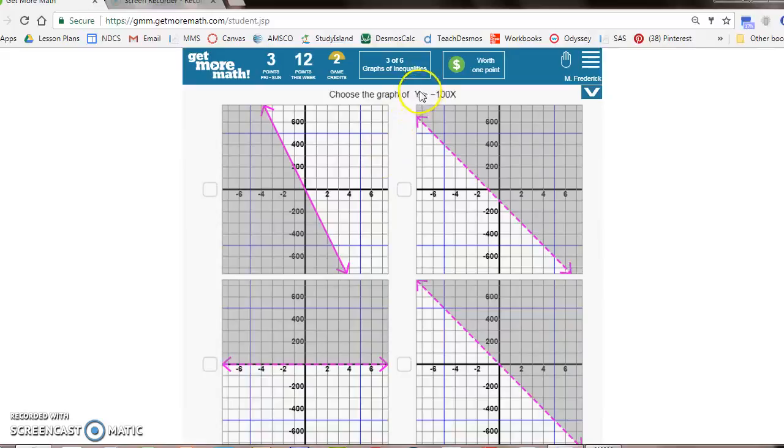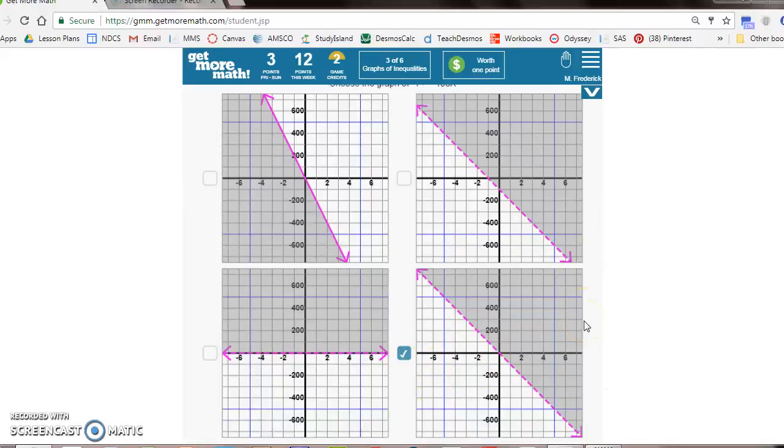Notice now that you have y is greater than. So now that we are looking at the graph on the top left and the graph on the bottom right, we know that we should have a dashed line and be shaded above that dashed line, leading us to the correct choice of the option in the bottom right.